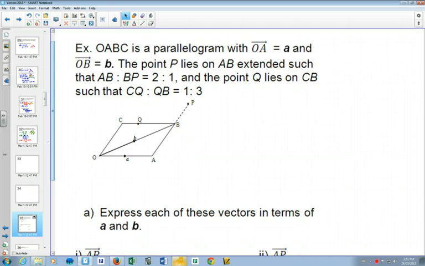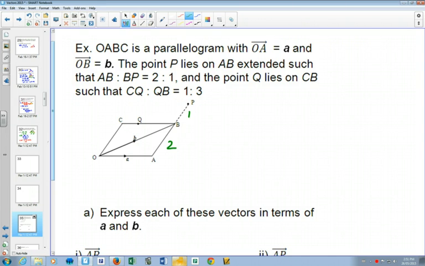So here we got a parallelogram. We've got some proportions. AB to BP is 2 to 1. So that means that whatever this distance is there, AB is twice as long as B to P.